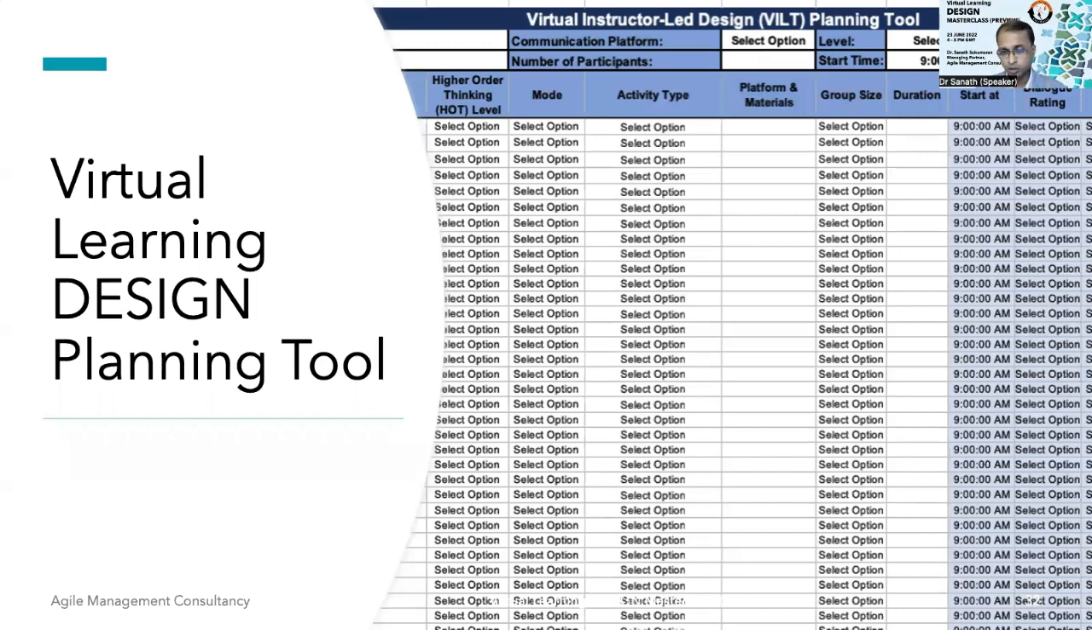This tool will be a robust tool for you to plan your entire lesson plan. So if it's a one-hour lesson, you can plan for that. And for me, if I have a three-day corporate training, I plan my three days using this tool. When I do that, I know for a fact that at some point in my lesson, I'll be asking them to do something. It's all planned.